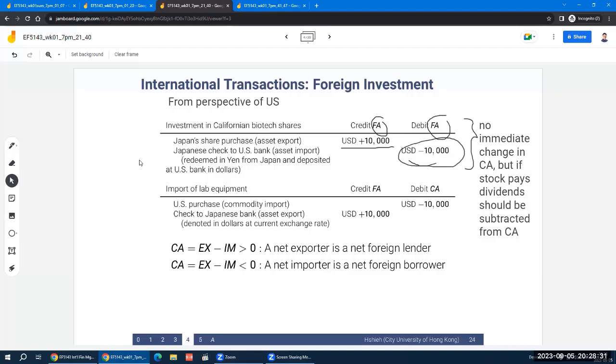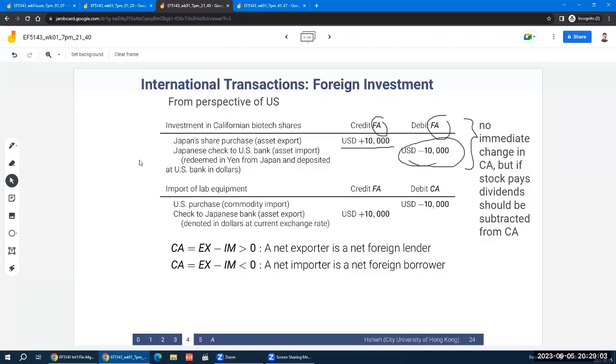All right, last example. We're back to commodities. Now, suppose this U.S. biotech company wants to import equipment from Japan. So it's an import of commodity goods. Therefore, it's going to show up on the current account. And because it's an import, it's going to be a debit. And that company is going to pay for that equipment with US dollars.